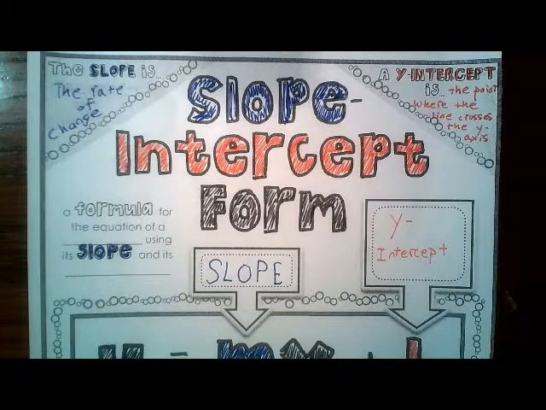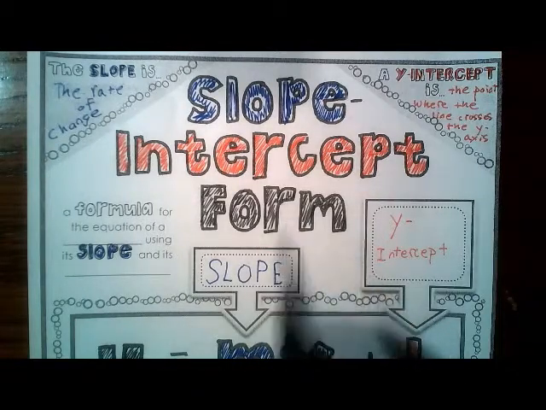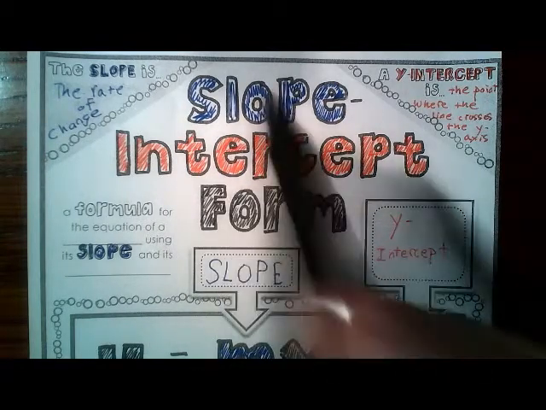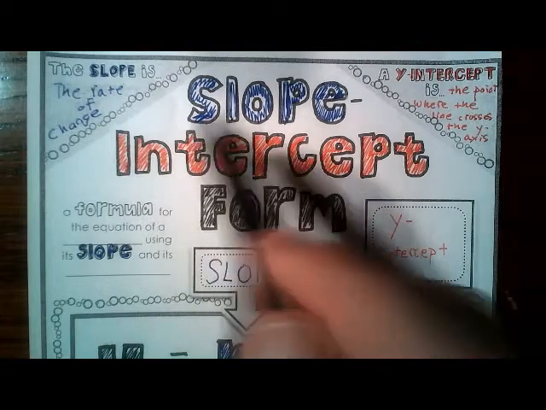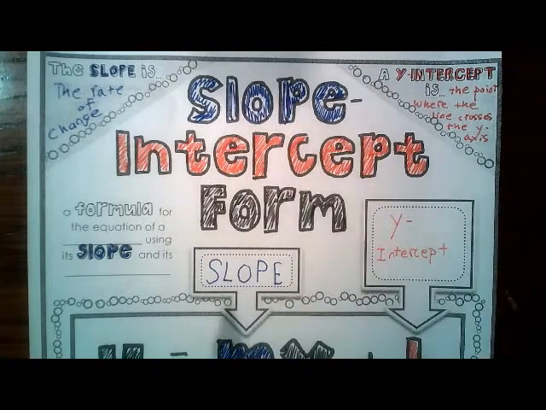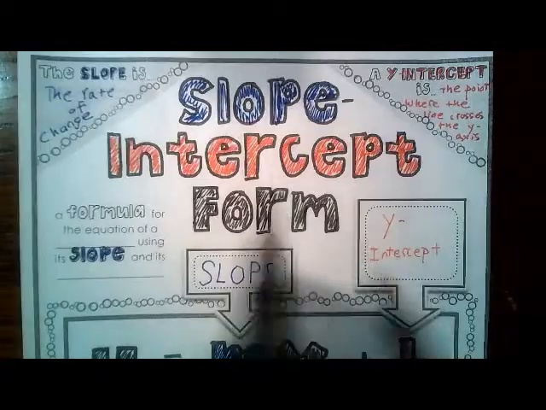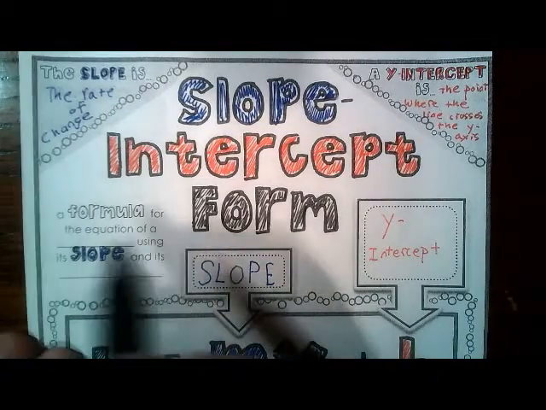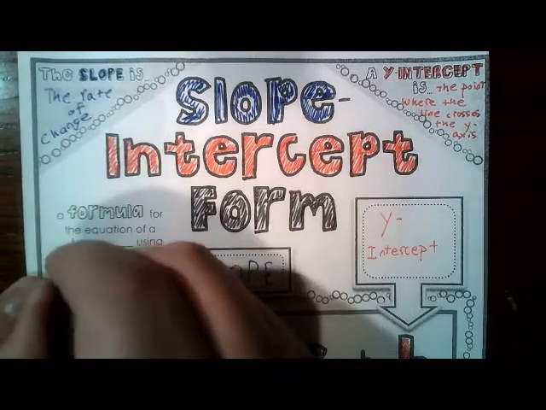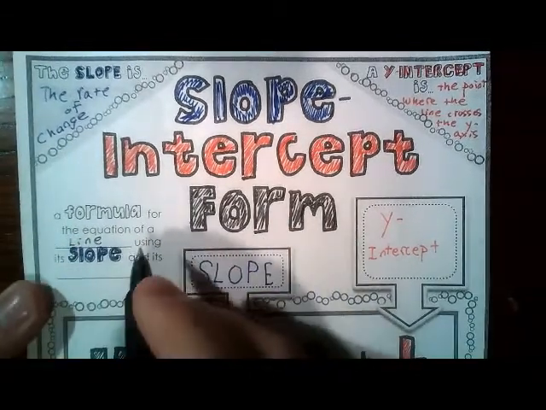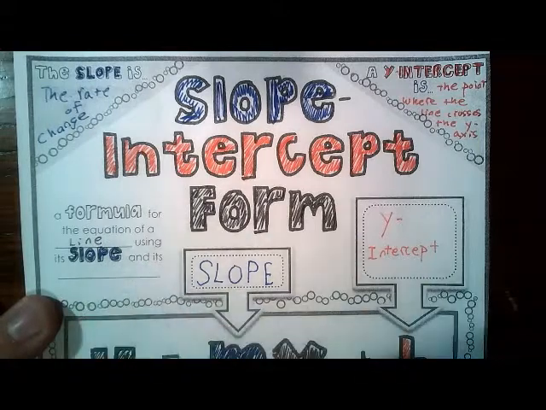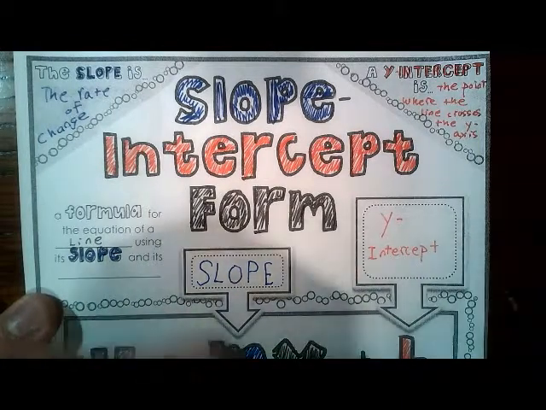Now I've already filled in my doodle notes for color coding because I thought it would be a boring video just to see me scribbling in. So slope-intercept form is a formula for the equation of a line using its slope and its y-intercept.